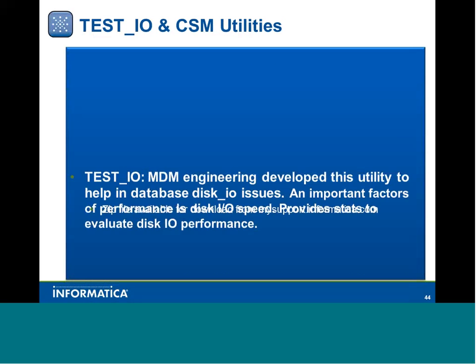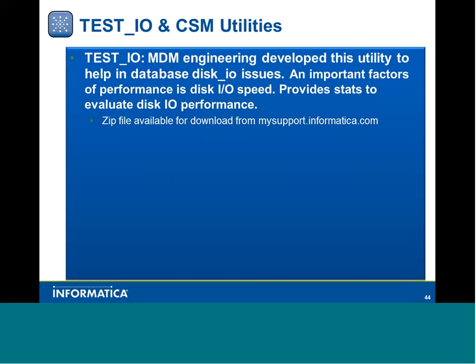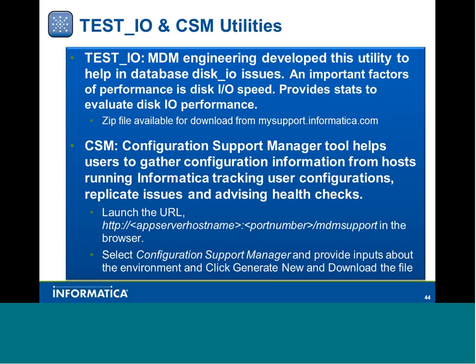The other utilities that we have are test.io and the CSM utility. Test.io is a utility created by the MDM engineering team. It basically gives us the stats of disk.io, and it's a very powerful utility, especially when it comes down to performance-related issues on the database side. There's no extra cost. You can just download it. It's a zip file available on My Support and in one of the KB articles. And a few slides down, we will look into the ID of that particular KB article.